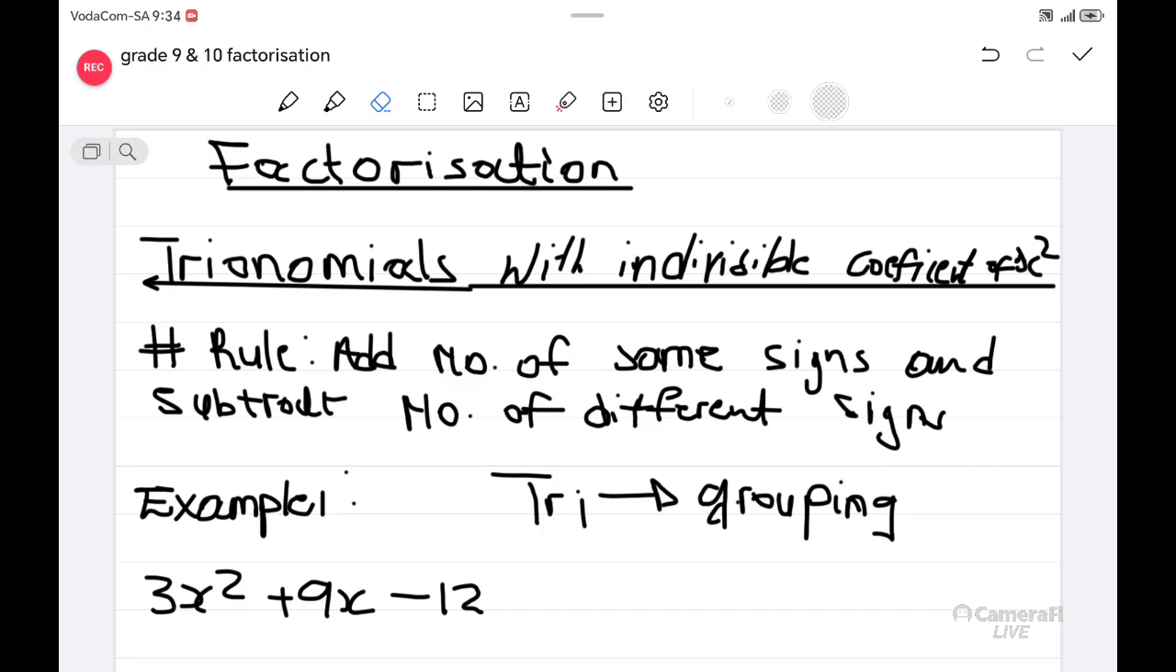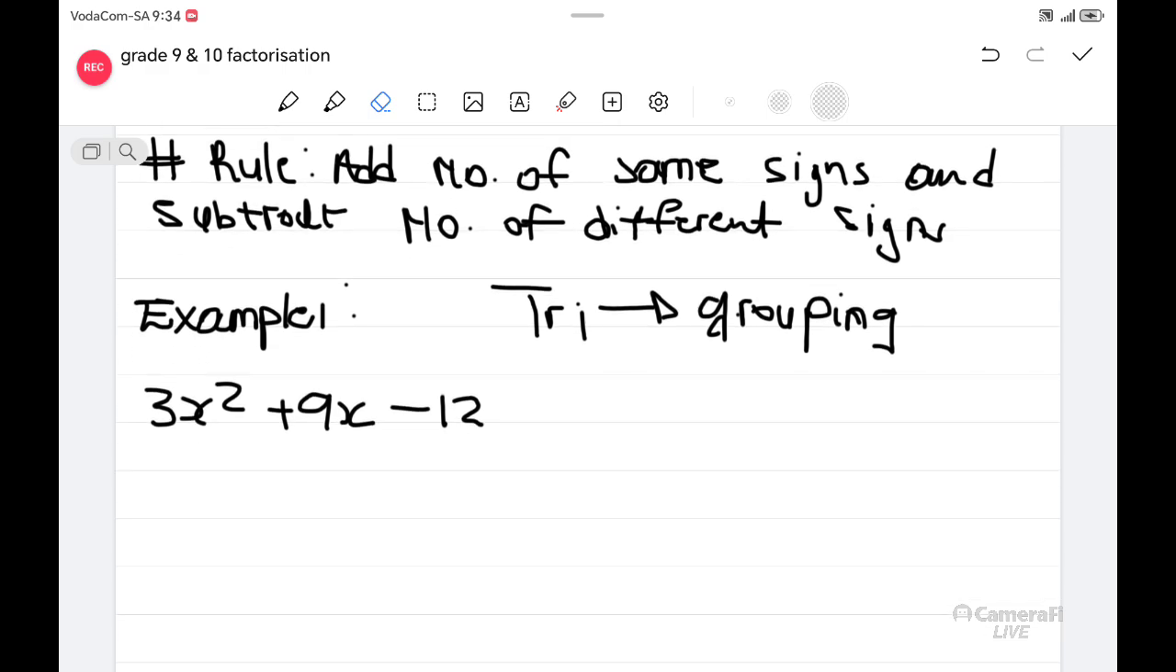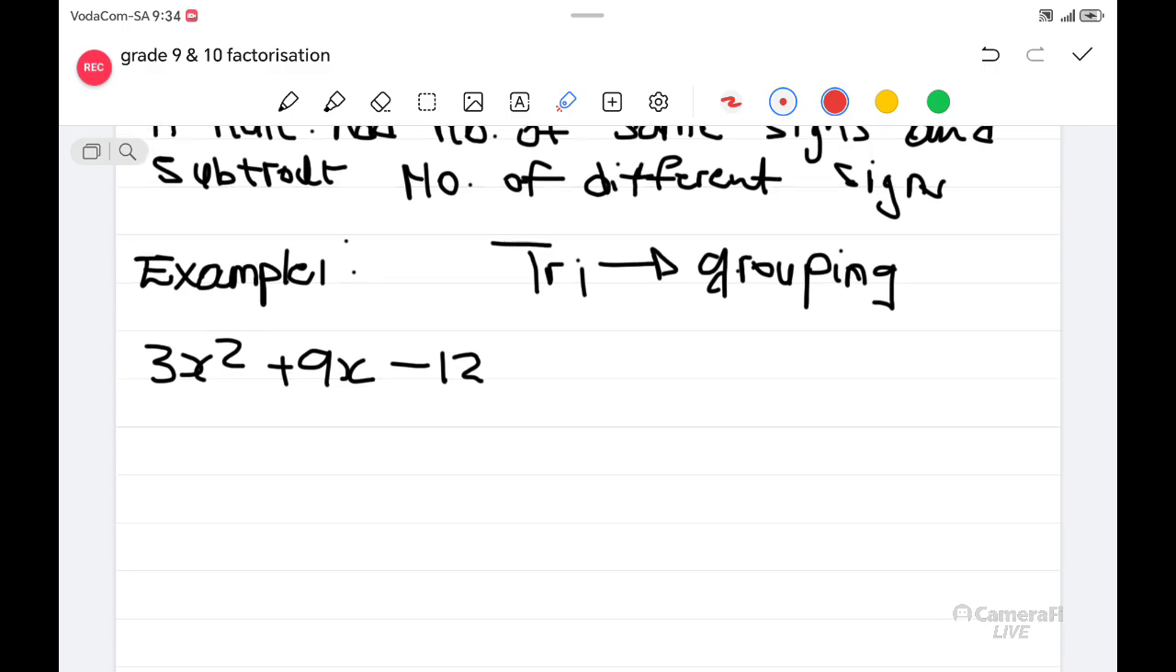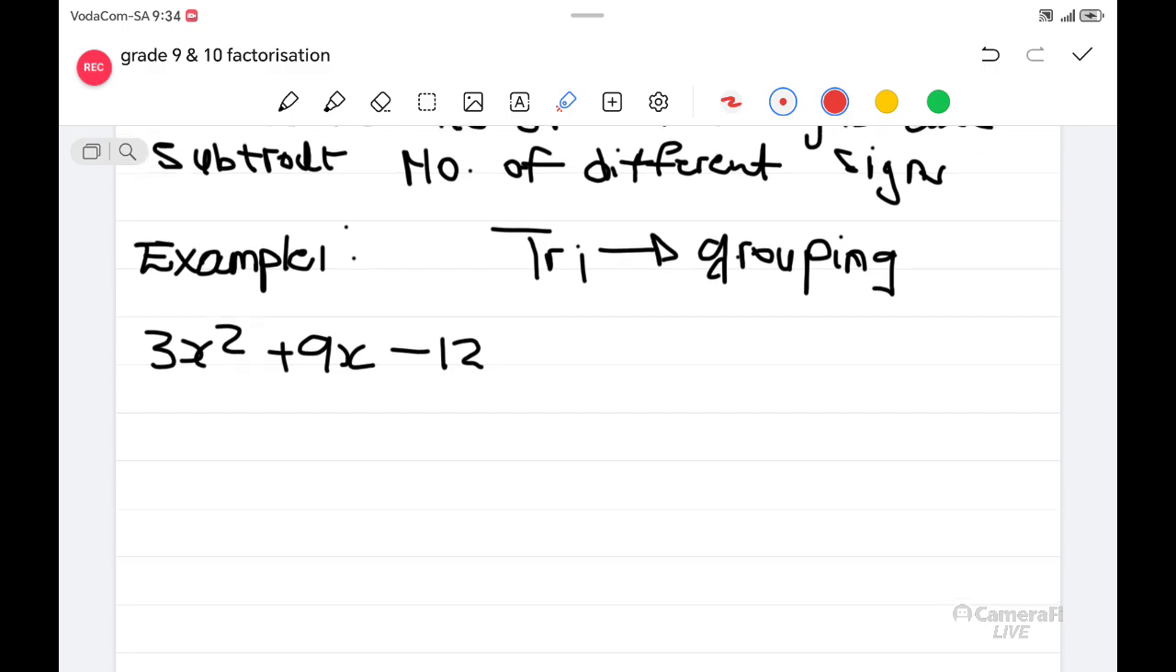Today we will be doing factorization of trinomials with an indivisible coefficient of x squared. When we are talking about the coefficient of x squared, this is what we are saying. This is the coefficient of x squared. So it is not divisible. So how do we factorize these problems?